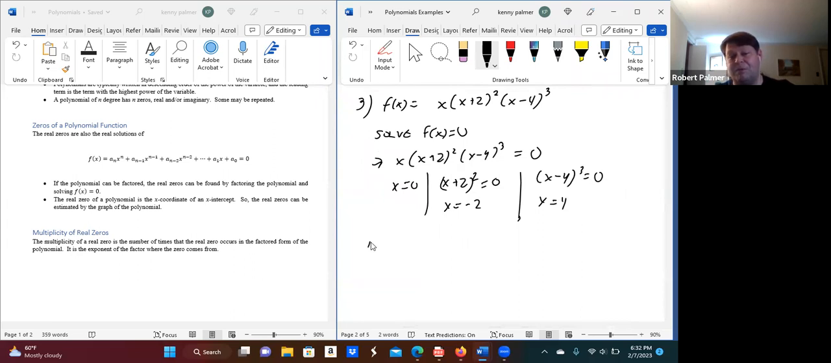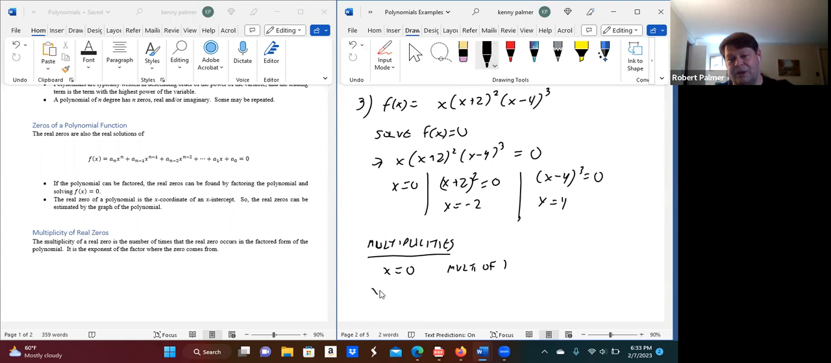Now if we look at the multiplicities, x equals 0 has a multiplicity of 1; this only occurs once. Just the 0 itself.